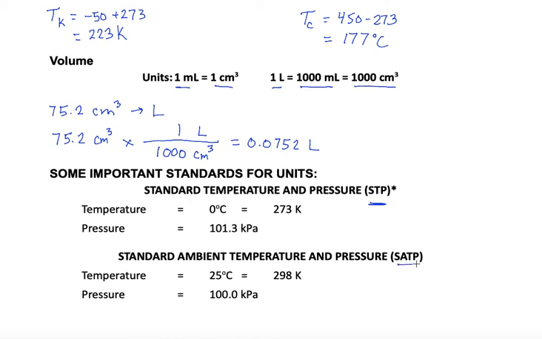The other one you might see would be SATP. This is standard ambient temperature and pressure. This means the temperature is 25 degrees Celsius, which is 298 Kelvin, and the pressure is 100 kPa. Again, this is a set condition. If you see SATP, that's what it means for temperature and pressure. Okay, so these two pieces, STP and SATP, are important to know. They are on the back of your periodic table, so you always have those available to you. We use STP a lot more than SATP, but you should be familiar with both. Okay, so that's an important set of numbers for when we're working with gases.